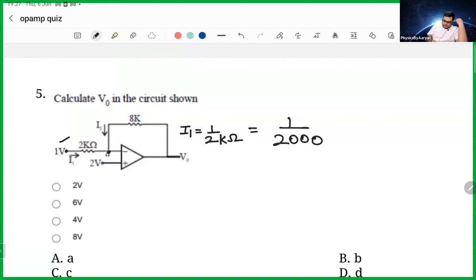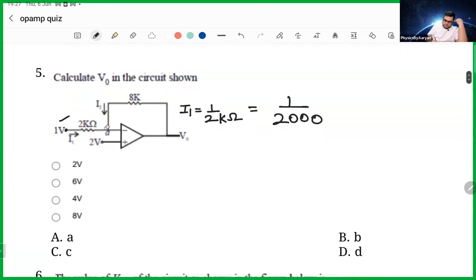Okay, that's okay. They are not asking for the current, they are asking for the voltage. Sorry. Okay, so the same current will be there in I2 as well. So I2 will also be the same.